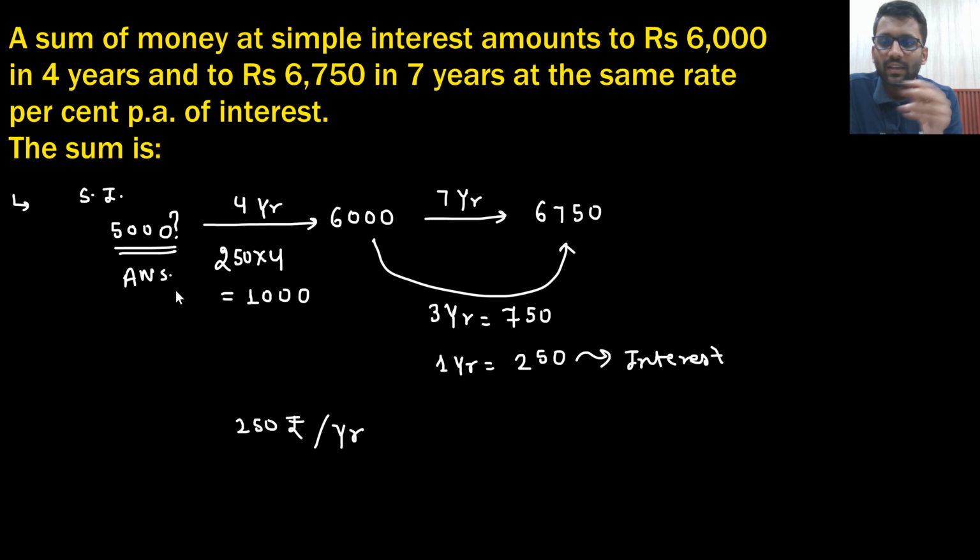What are they asking? Yeah, the sum. So that means they are asking from where you started. You don't know from where you started. After 4 years you are paying me 6,000 rupees. After 7 years you are paying me 6,750 rupees. That means in 3 years you paid me 750 rupees. So in 1 year you were paying me 250 rupees. So every year you are paying me 250 rupees. So you paid me 1,000 rupees in 4 years. That means you must have started from 5,000 rupees. So this is the answer.